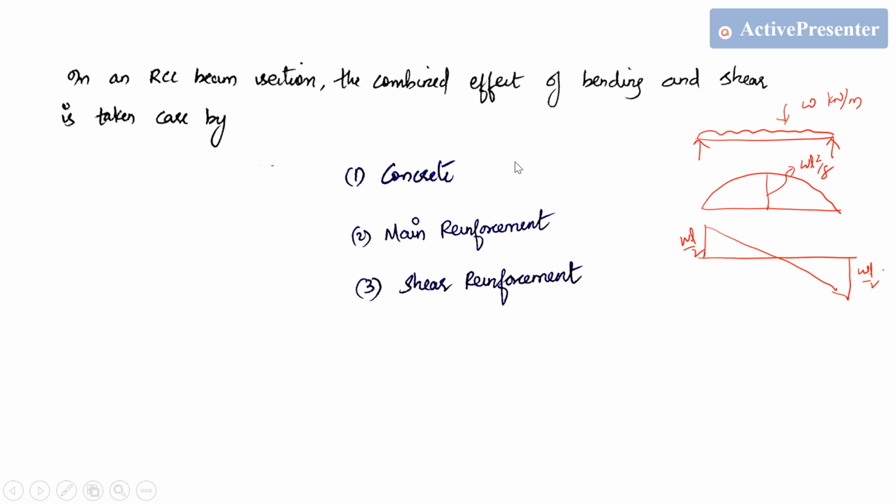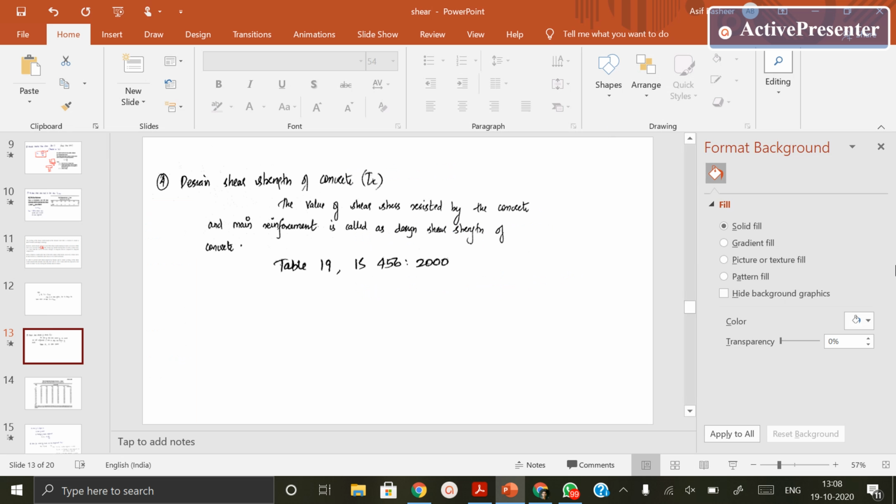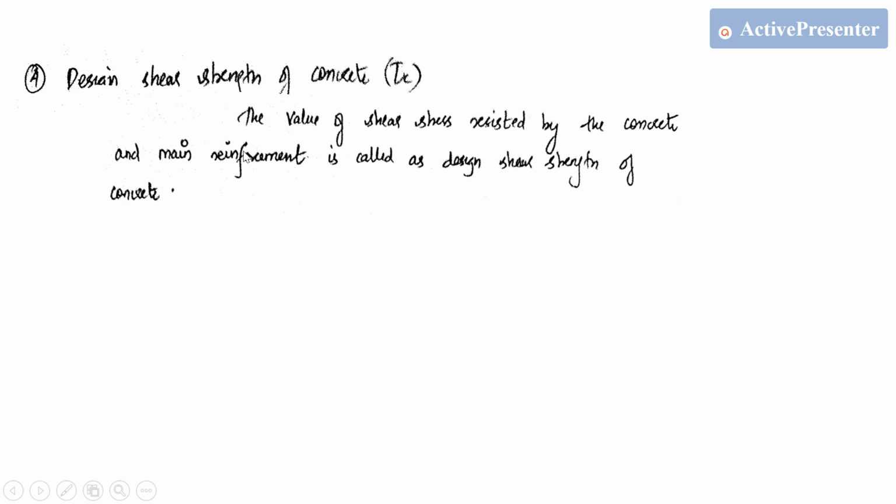That is, the combined effect of shear and bending is taken by concrete, main reinforcement, and shear reinforcement. If you keep these three in your mind, it is easy to understand the design procedure for shear design. That is the design strength of the concrete. The value of shear stress resisted by the concrete and main reinforcement.